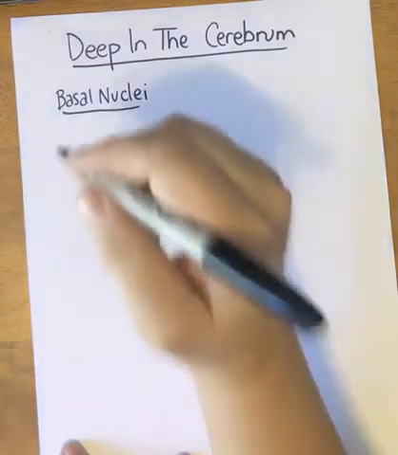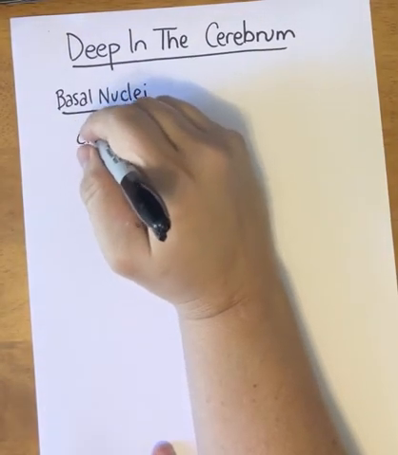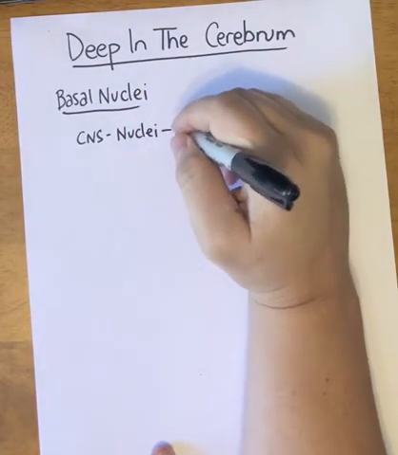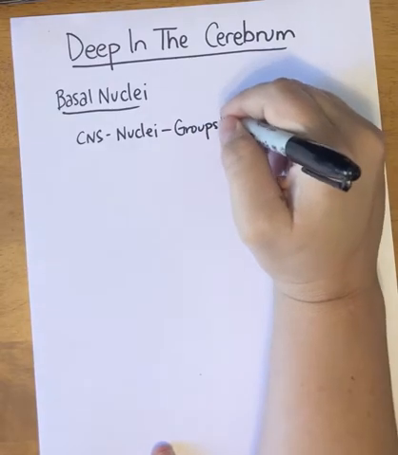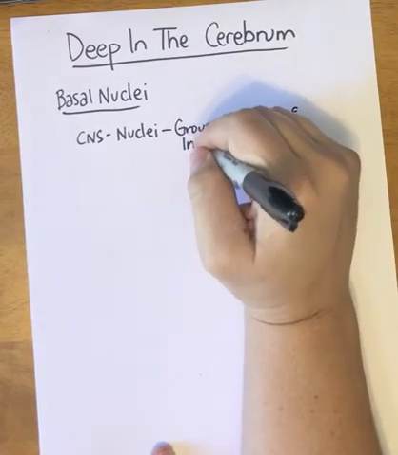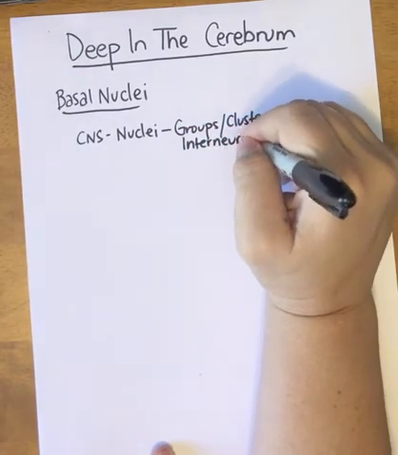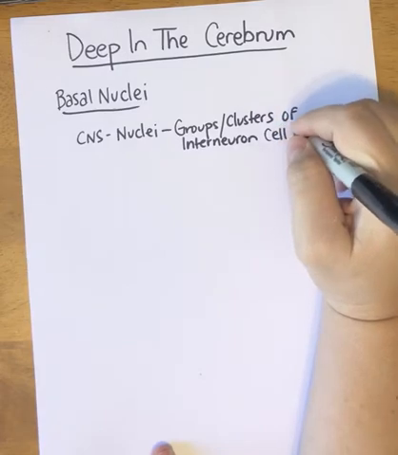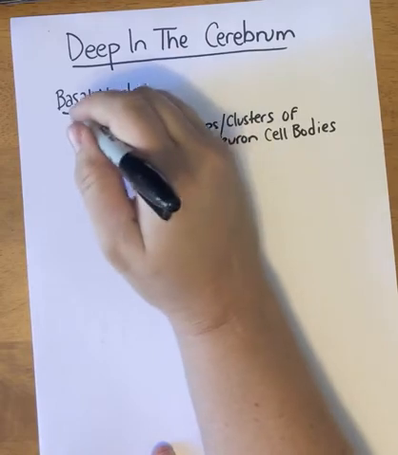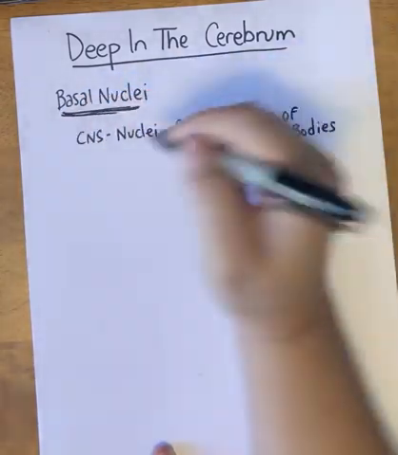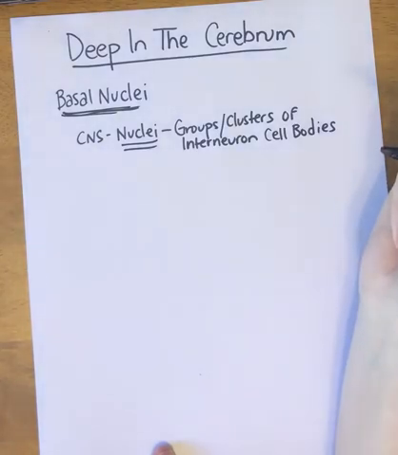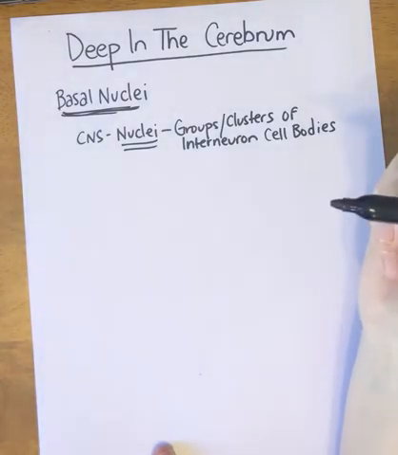Remember that in the CNS, when you use the word nuclei, these are going to be groups or clusters of interneuron cell bodies. Again, these are basal nuclei, and the definition of nuclei in the CNS is groups or clusters of interneuron cell bodies. Now, these are very deep in the cerebrum.